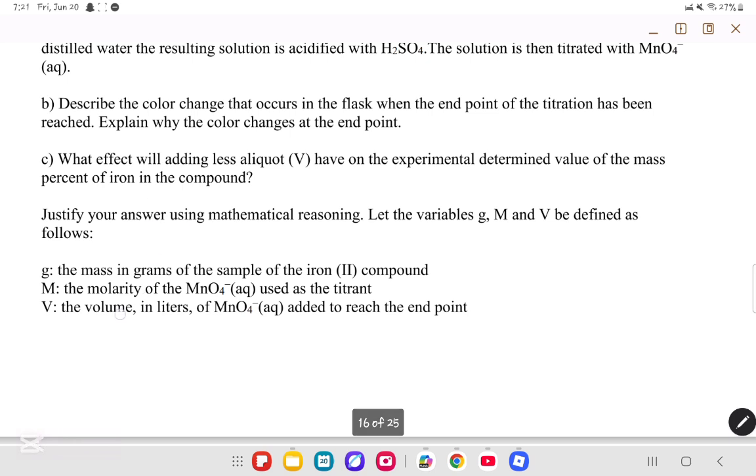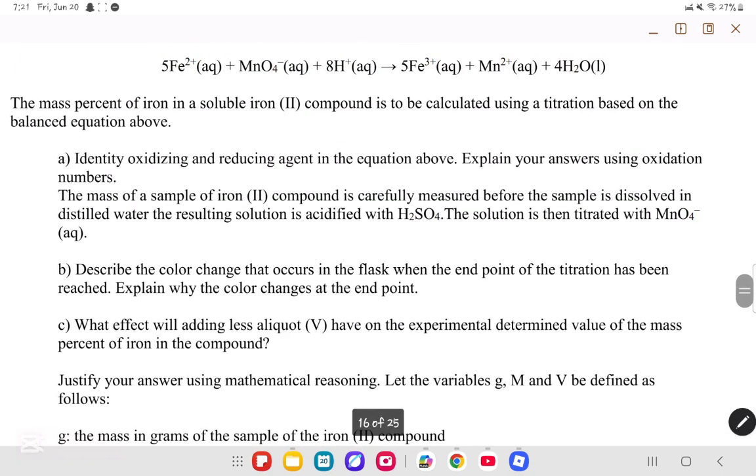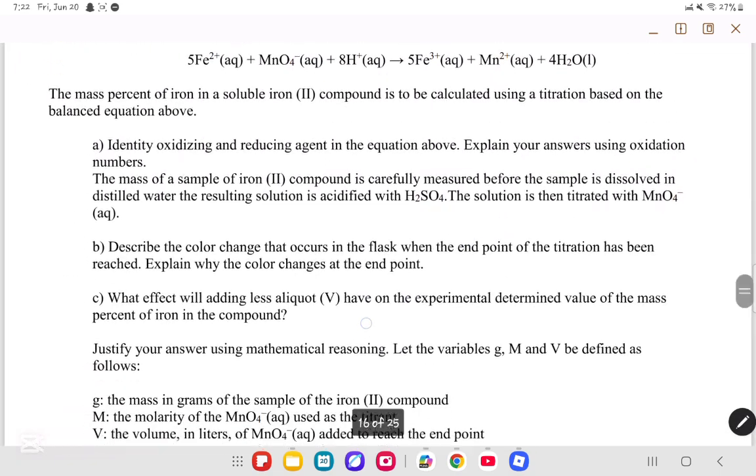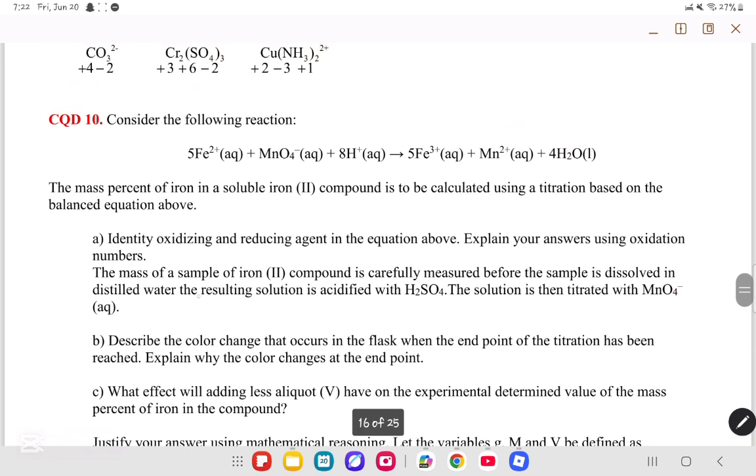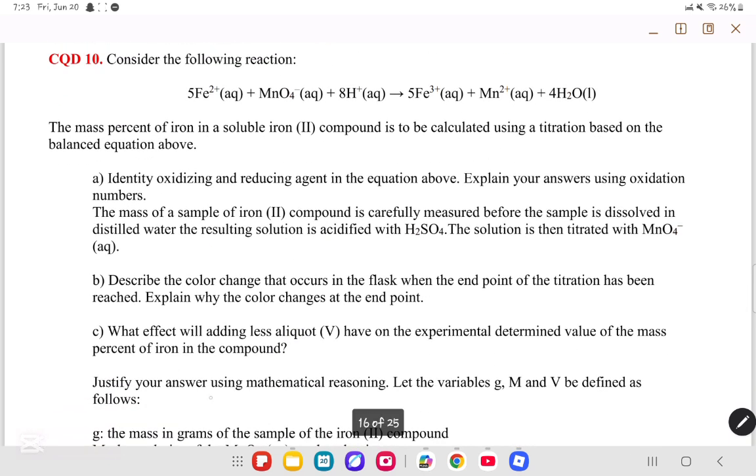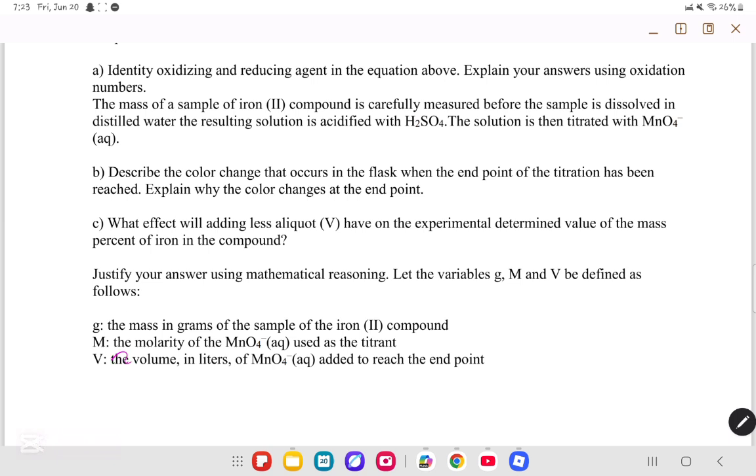What effect will adding less aliquot V have on the experimentally determined value of the mass percent of iron in the compound? What did they say about aliquot? Okay, so V is the volume. They said what effect will adding less volume have on the experimentally determined value of the mass percent of iron in the compound? So adding a lesser volume will cause the percentage of mass of iron to be too small.